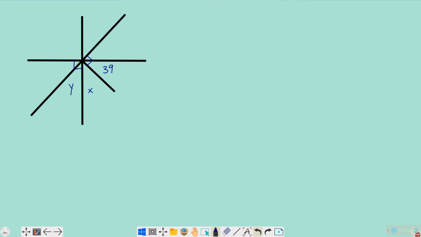All right, using vertical angles, we can say, well, since this one is y and this one is across from it, this also has to be y. We know that this forms a right angle, which is 90 degrees, but one of the pieces is 39. So we're going to remove that piece, and that tells us that the remaining piece is 51 degrees. But this one here and this one here are vertical angles.